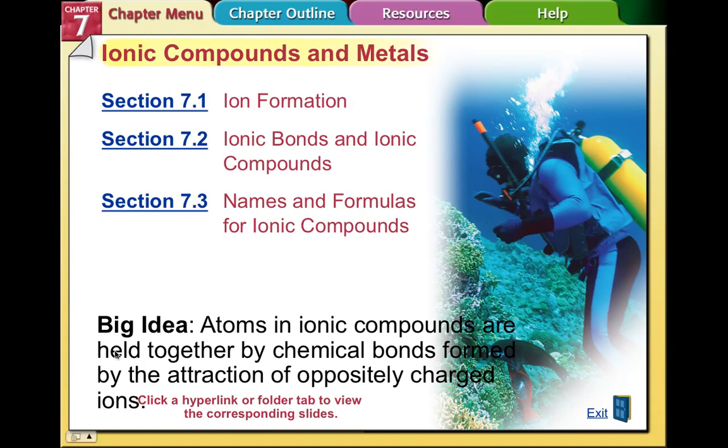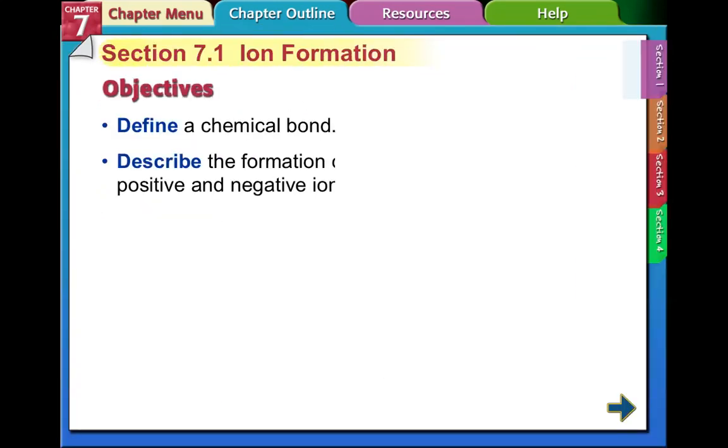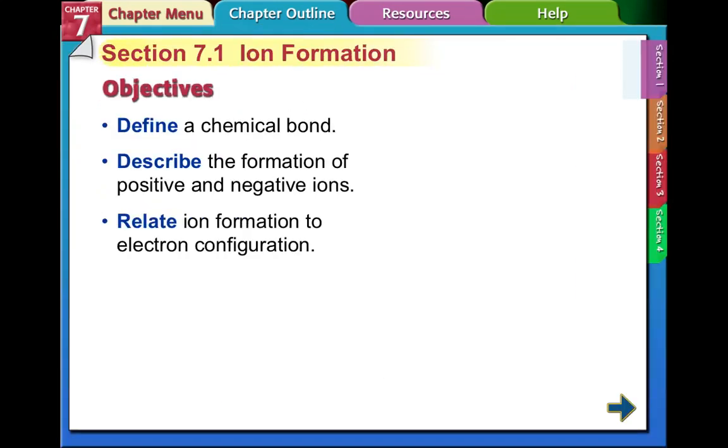So the big idea for this chapter is atoms in ionic compounds are held together by chemical bonds formed by the attraction of oppositely charged ions. Objectives for Section 1. Define a chemical bond. Describe the formation of positive and negative ions, and relate ion formation to electron configuration.